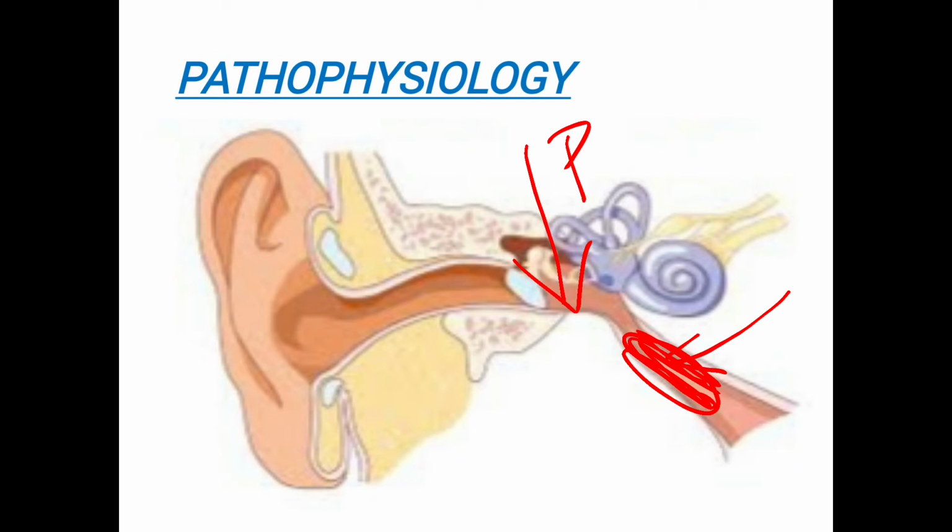So, in AOM, the effusion contains microorganisms that proliferate in the middle ear and lead to acute symptomatology. So, in the presence of the effusion, the microbes or infectious agents proliferate in the middle ear and cause the infection.